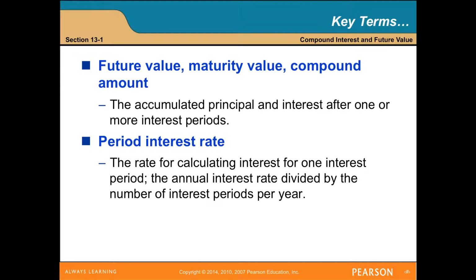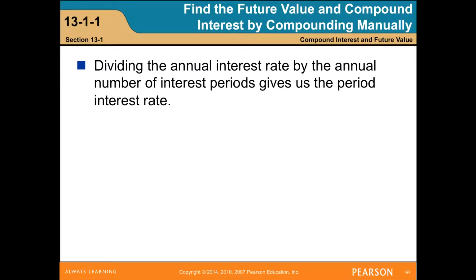Another key term: future value, maturity value, and compound amount is the accumulated principal and interest after one or more interest periods. And period interest rate is the rate for calculating interest for one interest period, the annual interest rate divided by the number of interest periods per year. Find the future value and compound interest by compounding manually. Dividing the annual interest rate by the annual number of interest periods gives us the period interest rate.